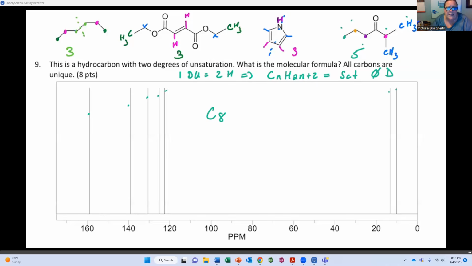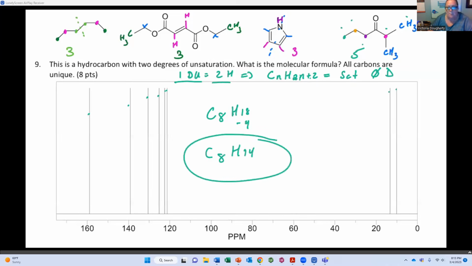So if I was completely saturated, I would have what? Hydrogens would be equal to what? 2n plus 2, so 16 plus 2 would be 18. But for every 1 degree of unsaturation, I'm going to remove 2 hydrogens. So this is 4. So the answer is C8H14. Okay. We have no idea what this molecule is.